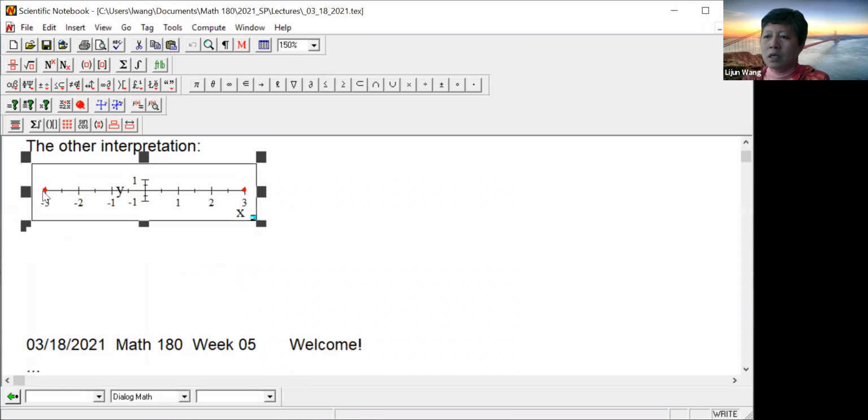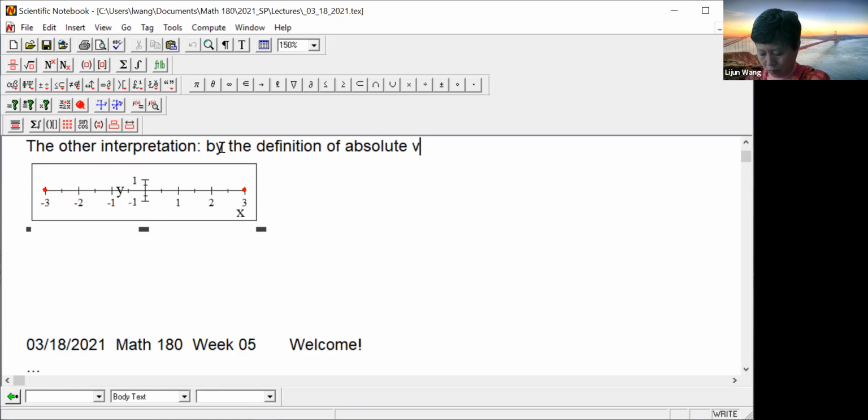These 2 points have a distance to the origin, which is 0 here, that is exactly 3. So this is by the definition of absolute value. So these are the two interpretations. This might be the interpretation you have learned before. So you're not going to see it as a function. You're just asking the question, what numbers have a distance to the origin of exactly 3?